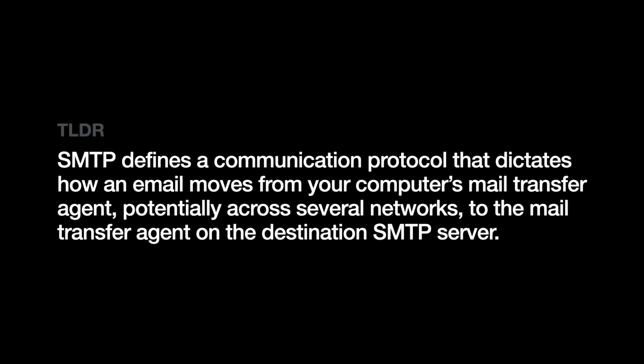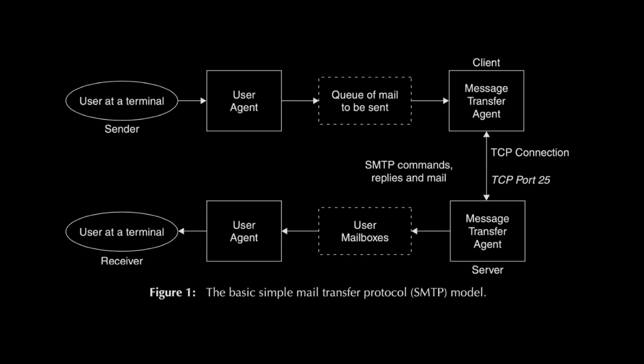Simply put, SMTP defines a communication protocol that dictates how an email moves from your computer's mail transfer agent, potentially across several networks, to the mail transfer agent on the destination server. When a user sends an email through the Apple Mail app, for example, a client SMTP process opens a TCP connection to a SMTP process running on a server somewhere else. After an initial handshake, the client and server processes engage in a short request-response dialogue in order to send an email. We'll take a closer look at that flow shortly.